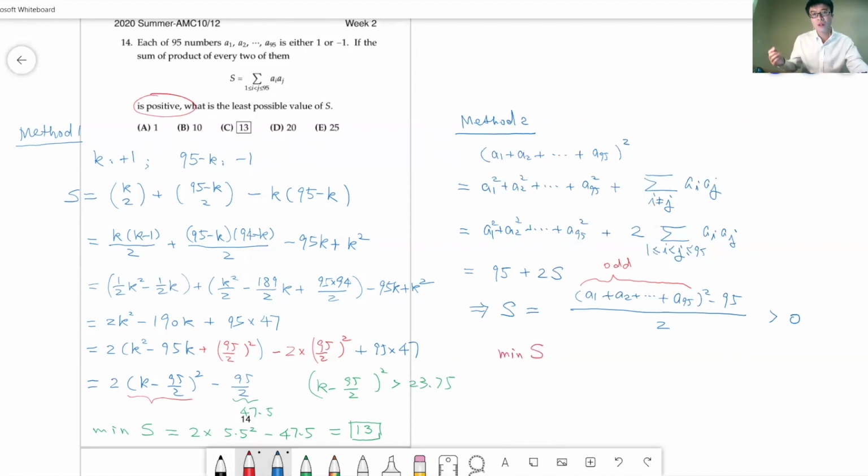Of course, if it were any integer, the minimum value would be 10, right? 10² is 100, larger than 95. But because we have 95 terms, this sum must be an odd number. So the minimum is not (10² − 95)/2, but (11² − 95)/2. So this is (121 − 95)/2, which is 26/2, which is 13. So the answer is 13. You can choose the method you prefer to solve the problem. Okay, that's the problem. That's the solution.